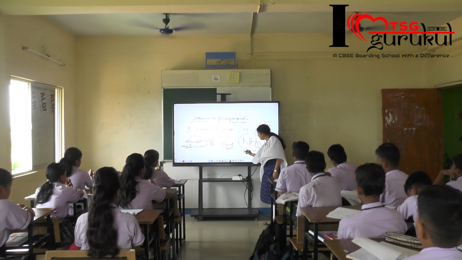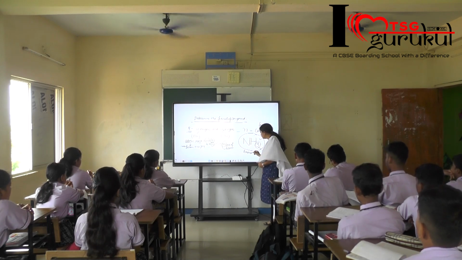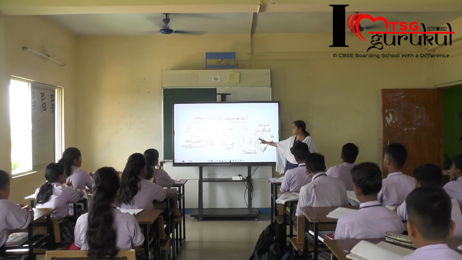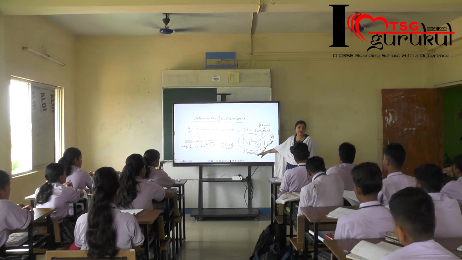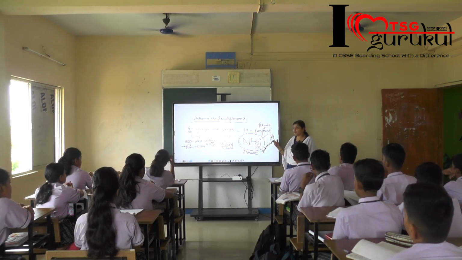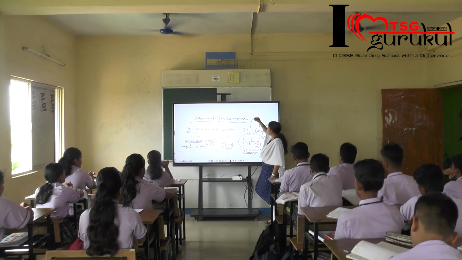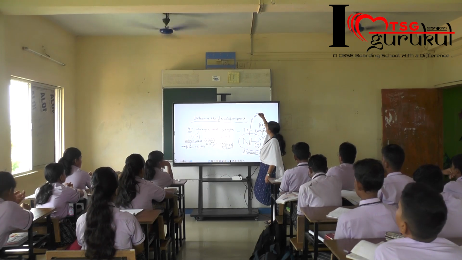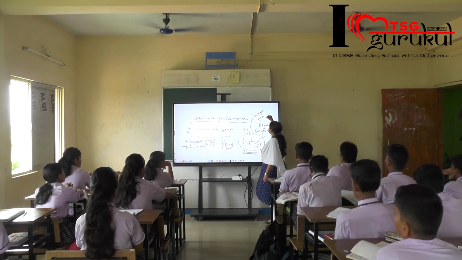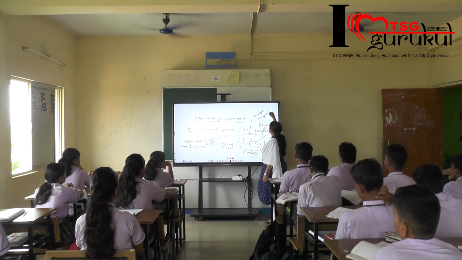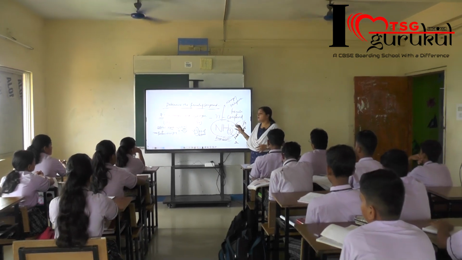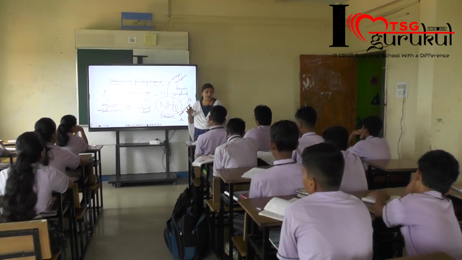NH3 here is the formula of the compound, and do you know the name of this compound? Ammonia. So NH3 has a common name, that is ammonia. There is also a chemical name that you will read when you go to the higher class, standard 10. The chemical name of this will be nitrogen trihydride. So this is all about how to determine the chemical formula of a given compound.